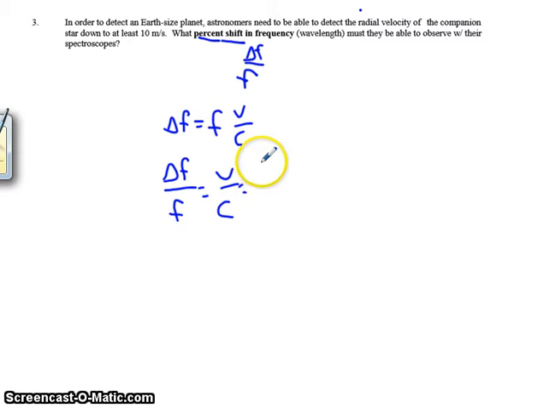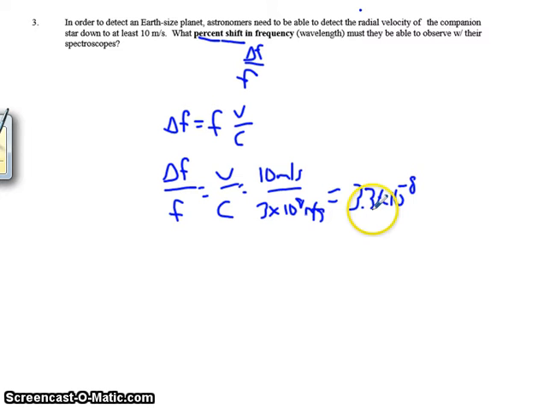Alright, V in this case is 10 meters per second, which is tiny compared to the speed of light, 3 times 10 to the 8th meters per second. And this becomes 3.3 times 10 to the negative 8th as a number, and if we multiply that by 100%, we see that this is 3.3 times 10 to the negative 6 percent.